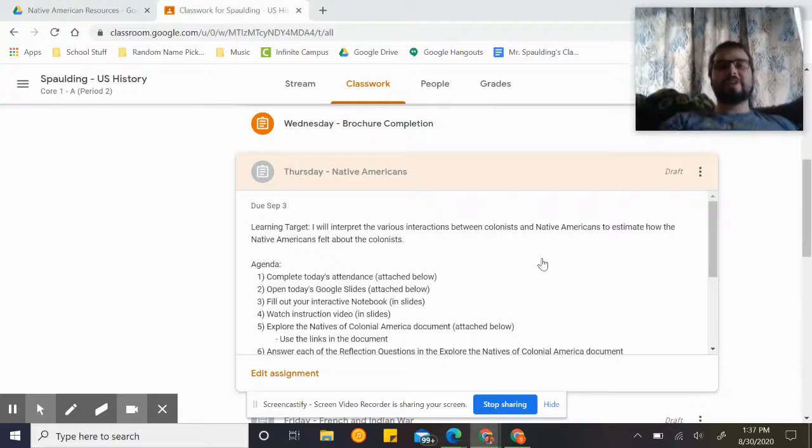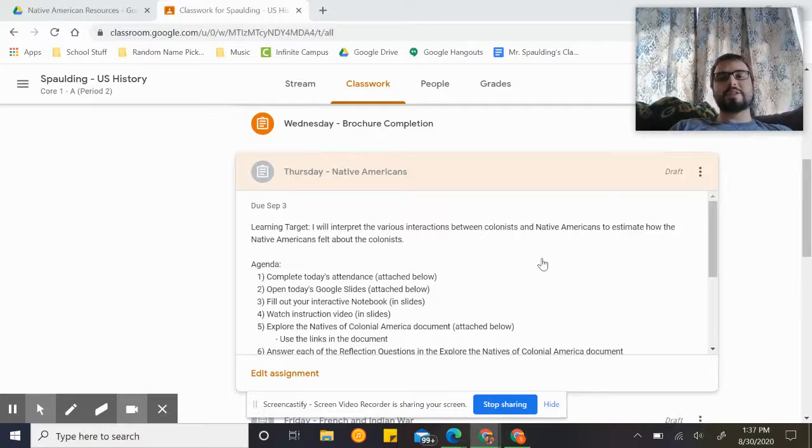It is Thursday, and these are the instructions for today. Today, you guys will be studying the Native Americans and how they felt about colonists, how colonists felt about them, and how the English colonists interacted differently with the Native Americans than did, say, the French fur trappers. Okay, so lots about Native Americans today.